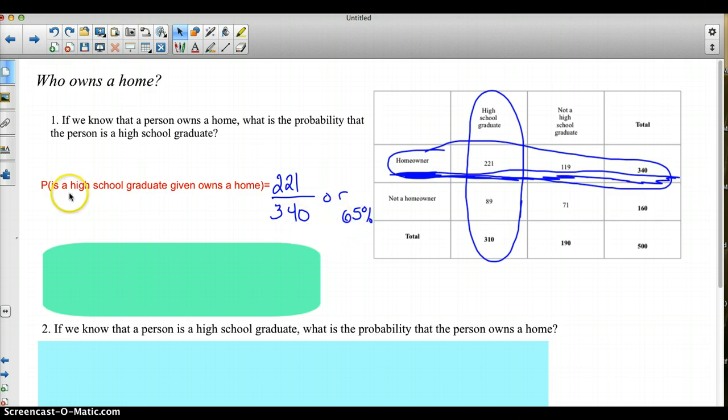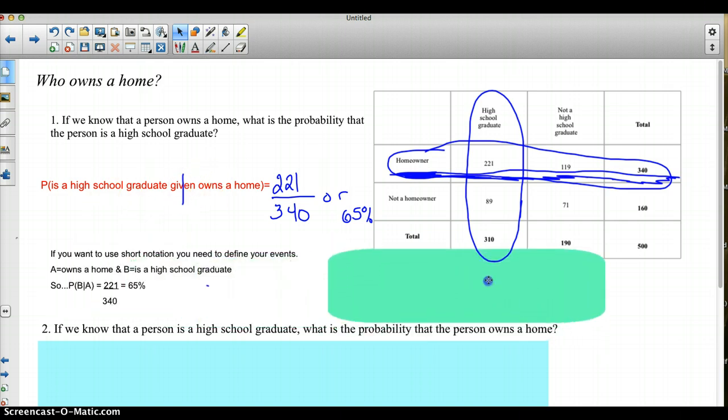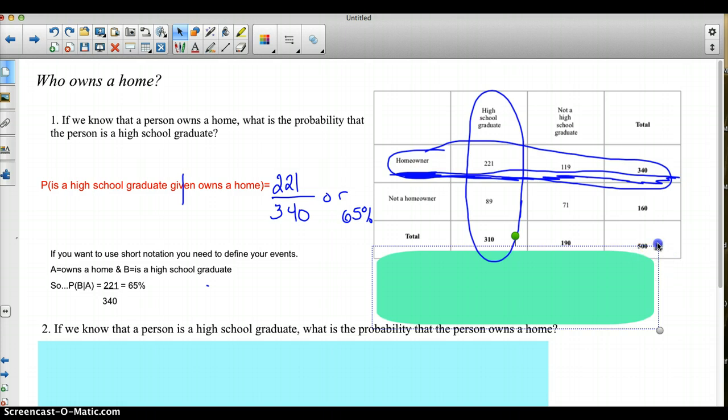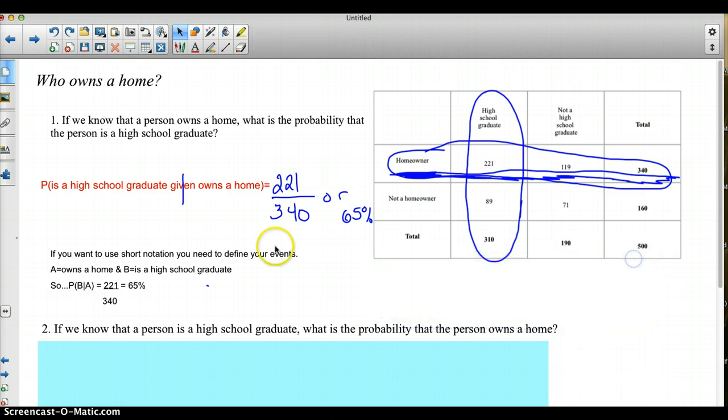Now, I know some of you don't want to write out all of these words, but you really need to do that piece. Your only other option here is you can get rid of the word given and you can put the new symbol in, but you need to have the words written somewhere. If you don't want to write them out in a long way, you actually have to define your events. So if we go along with defining our events, you can use the short notation.